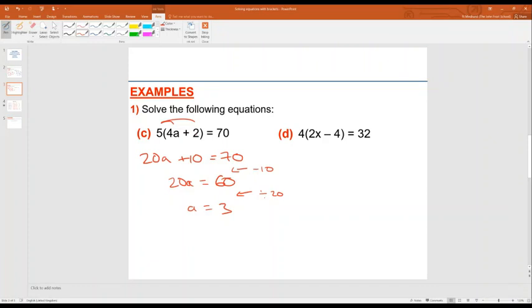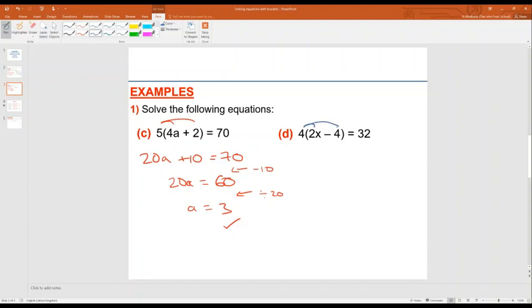12 plus 2 is 14. 14 times by 5 does actually give you 70 if we break that down. 10 times 5 is 50. 4 times 5 is 20. 50 plus 20 is 70. So a equals 3 is correct.